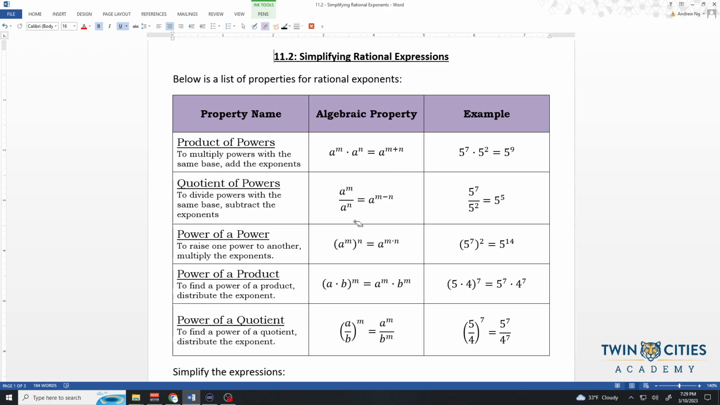Today we are simplifying rational expressions. To do so, we've got a number of different properties that we have to keep in mind. The first is the product of powers.